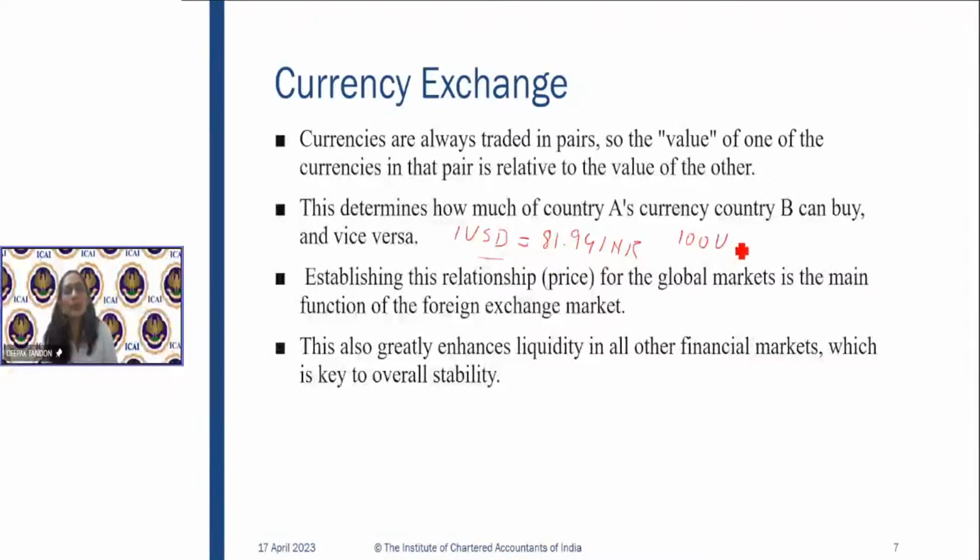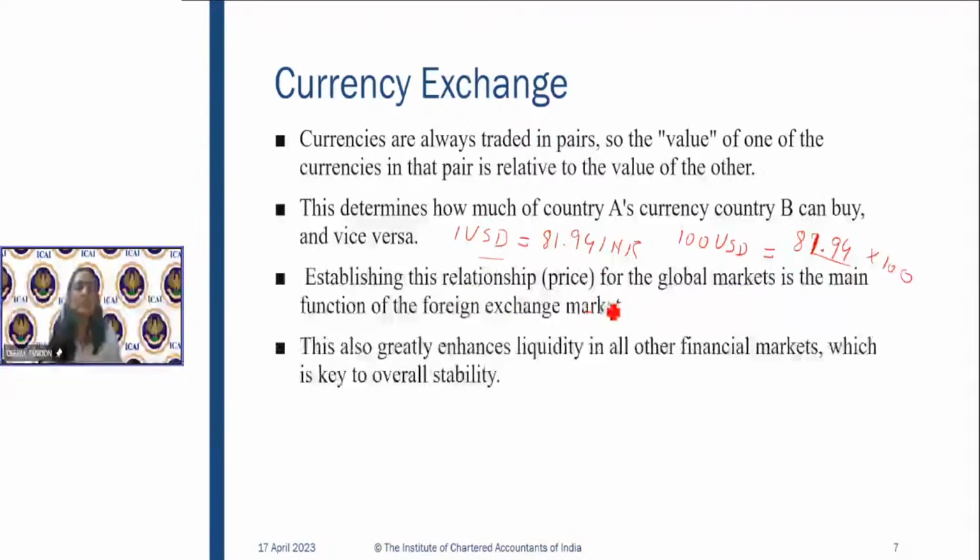Suppose you want to buy 100 USD, then you have to give 81.94 into 100. That's the amount you have to give to get 100 USD. Just the number बढ़ता जाएगा वैसे वैसे ये figure बढ़ता जाएगा. Okay, so this is how the currency gets determined.